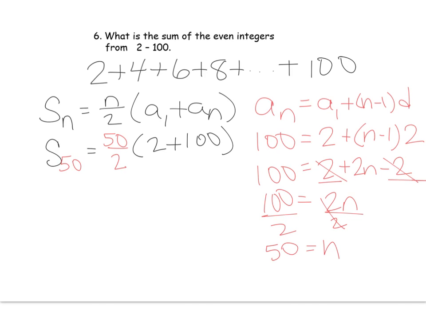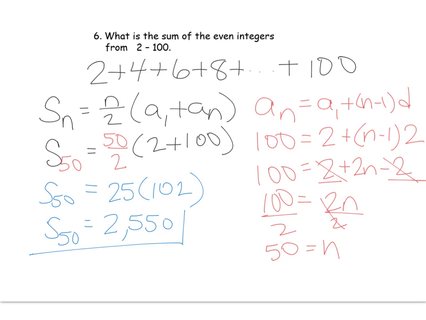So, 50 divided by 2, that's 25. 2 plus 100 is 102. So we're going to multiply now 25 times 102 to find that the sum of those 50 even integers from 2 to 100 is 2,550.